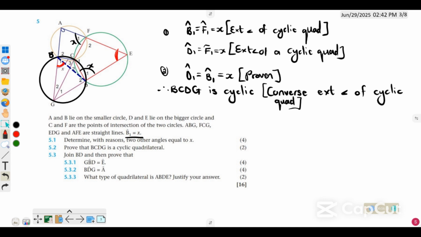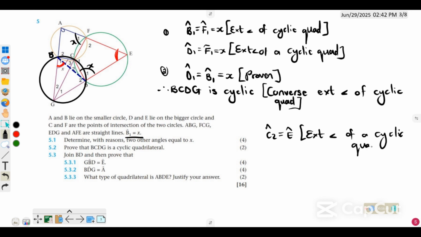So now we need to strategize. How can we find this? First things first, if we look at the bigger circle, we can find this angle, which is C2. C2 is equals to E because of what? Exterior angle of a cyclic quad. You can see that this angle is equals to that angle there. So angle C2 equals angle E, and this is the exterior angle of a cyclic quad.